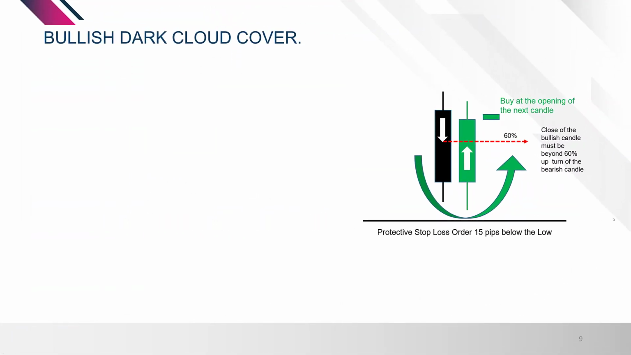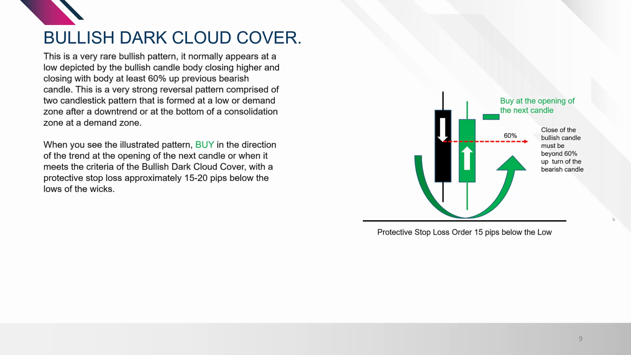Now let's look at a bullish dark cloud cover. This is a very rare bullish pattern. It normally appears at a low, depicted by the bullish candle body closing higher and closing with the body at least 60% up the previous bearish candle.